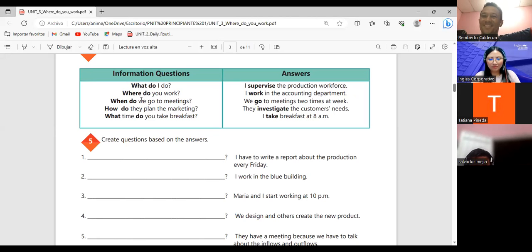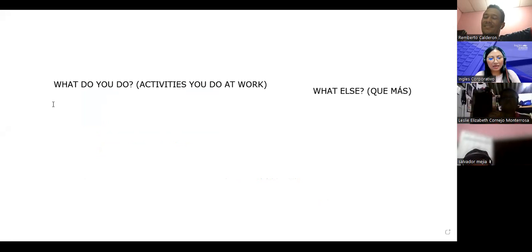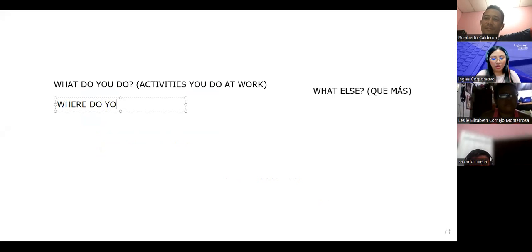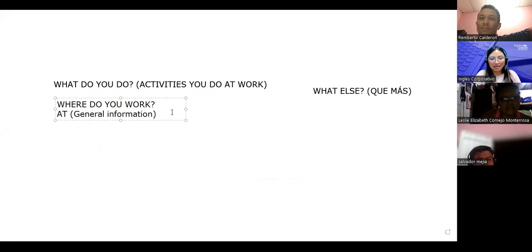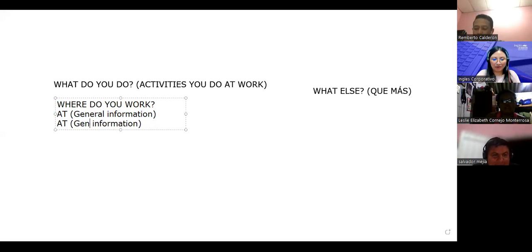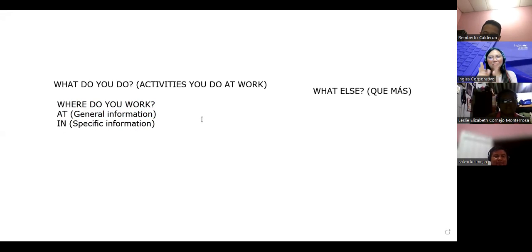Where do you work? Where do you work? En este caso, la respuesta va a ser, si se fijan, work. Hay dos formas de responderlas. Si yo quiero hablar de información en general, general information, o sea, la compañía en general, donde yo trabajo, ¿cómo yo respondo? Utilizando la preposición at. Si yo quiero hablar sobre información específica, por ejemplo, dentro de esa compañía, el departamento para el que yo trabajo, ya no voy a ocupar at, sino voy a ocupar in. ¿Sí? Where do you work? At. Y mencionan el nombre de la compañía. Hey, where do you work? In. Mencionamos el departamento.